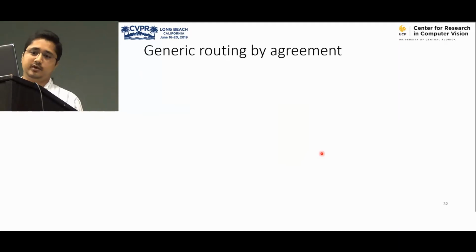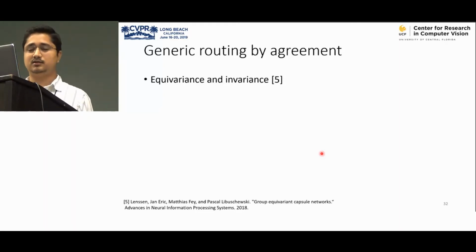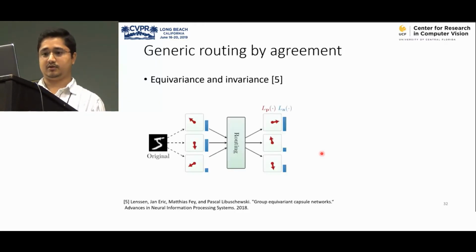So apart from these two basic algorithms, we have some extensions as well which try to improve the routing. There's one recent paper which talks about equivariance and invariance. These two are nice properties which are inherently there when we use capsules. So what they did is they enforced that these properties should be there when we perform routing. So they modified the routing algorithm to make sure that we definitely have this equivariance and invariance when we transform the lower level capsules to high level capsules.